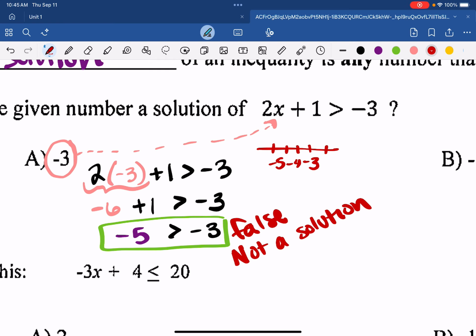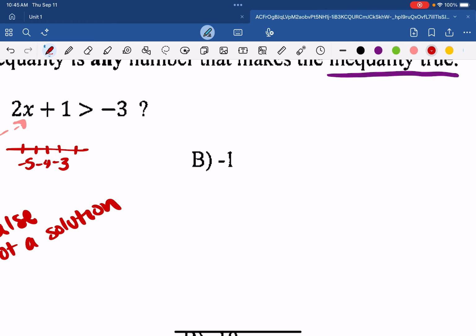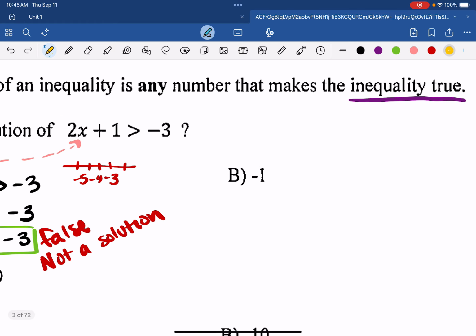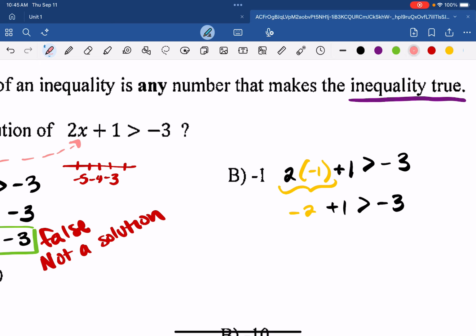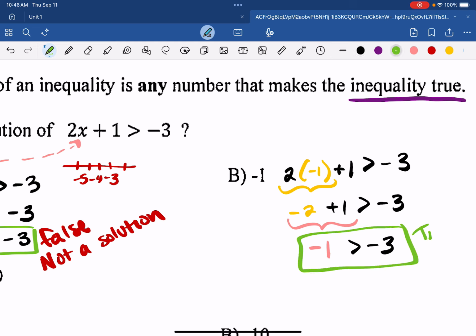Okay, let's try B. Same thing. We're going to take our -1 and plug it in for our x. So I have 2 times -1 plus 1 is greater than -3. Going to multiply, so I get -2 plus 1 is greater than -3. Now let's solve. -2 plus 1 gives me a -1 is greater than -3. This one is true. So this is a solution.